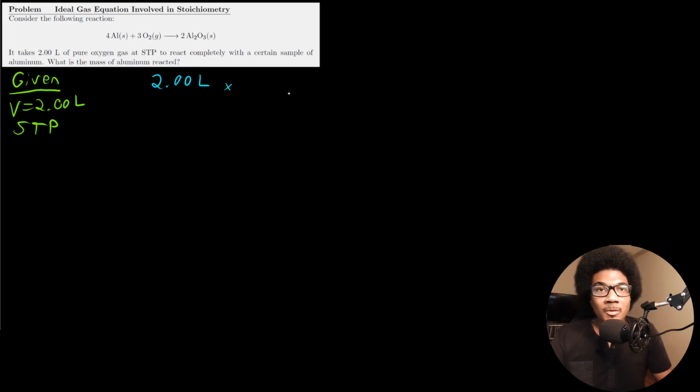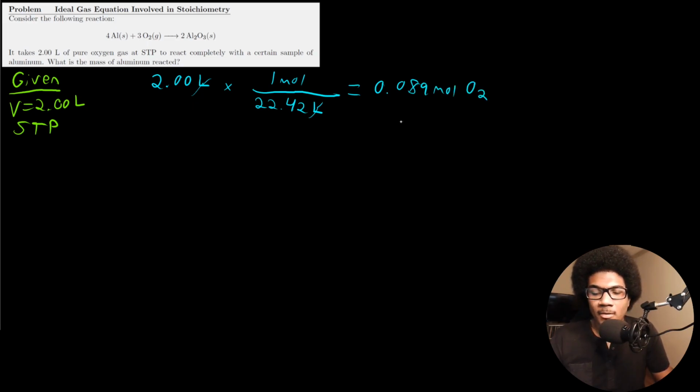So if we have 2 liters of oxygen gas, from what we saw previously, we know that at standard temperature and pressure, 1 mole of gas is going to occupy 22.42 liters. So we can plug that in here. So every 1 mole of gas will occupy 22.42 liters, right? So your liters are going to cancel out here, and you're left with moles. So that means that in this 2 liter volume, we have 0.089 moles of oxygen gas, right? Now that we have the number of moles of oxygen, we can use that and just solve it like we would any other stoichiometry problem. We know that 0.089 moles of oxygen is reacting here.